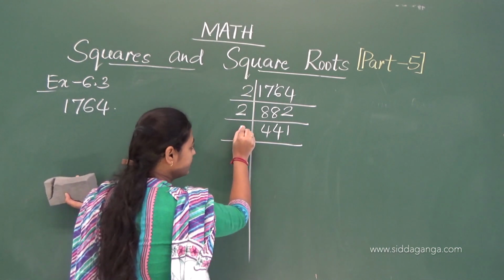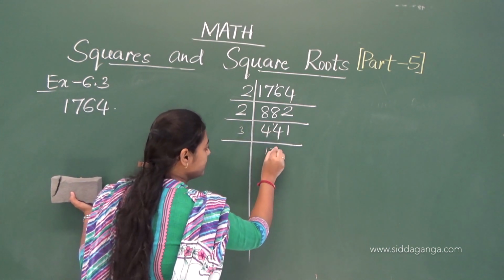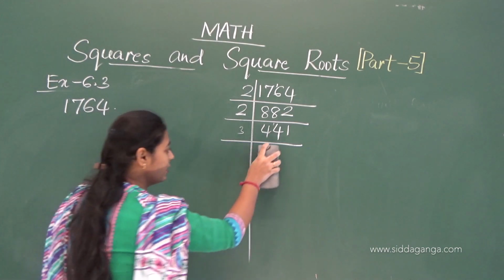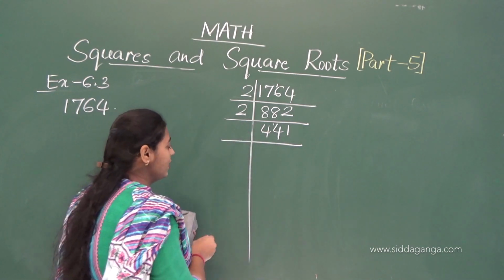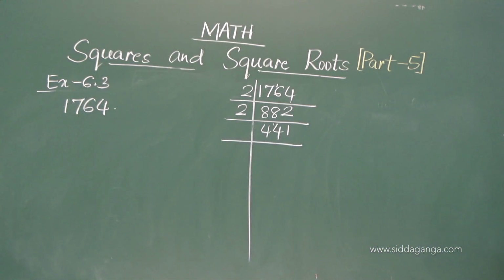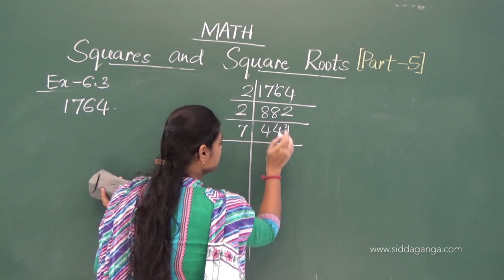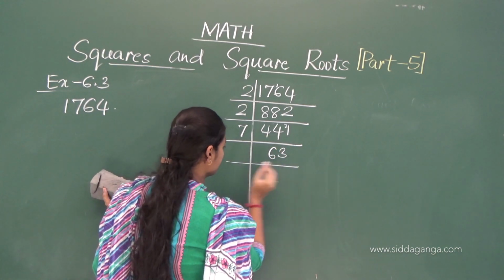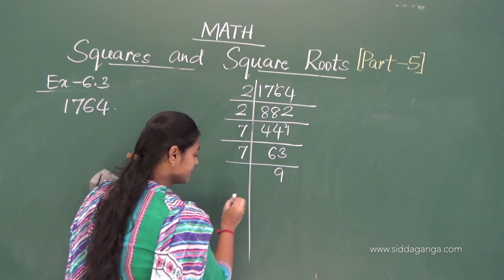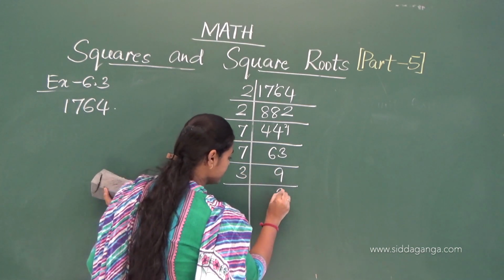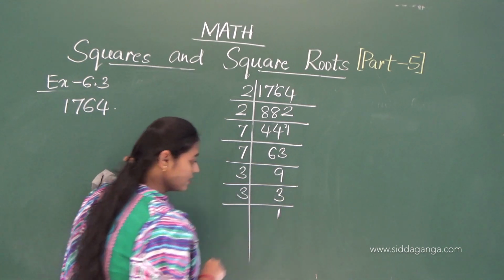If we divide this by 3, 3 1s are 3, 14. 3 7s are 14, so 1 is left. So 3 does not divide. Next 7. 7 6s are 42, 2 left, 7 3s are 21. Again 7, 7 9s are 63. So 3 3s are 9, 3 1s are 3.